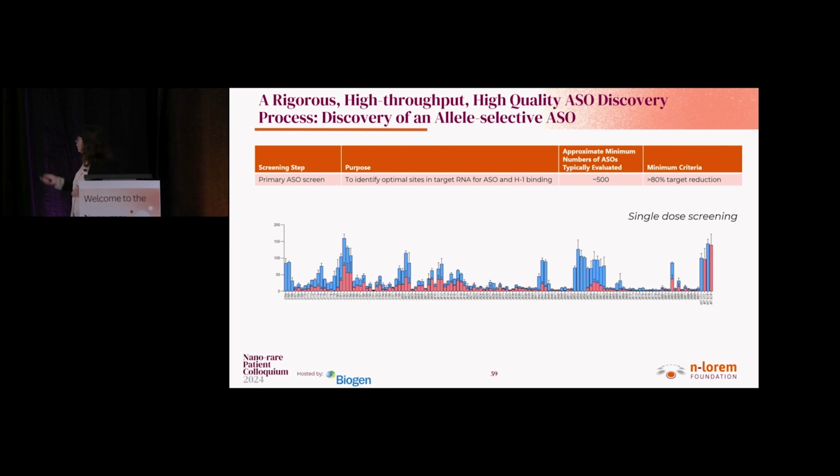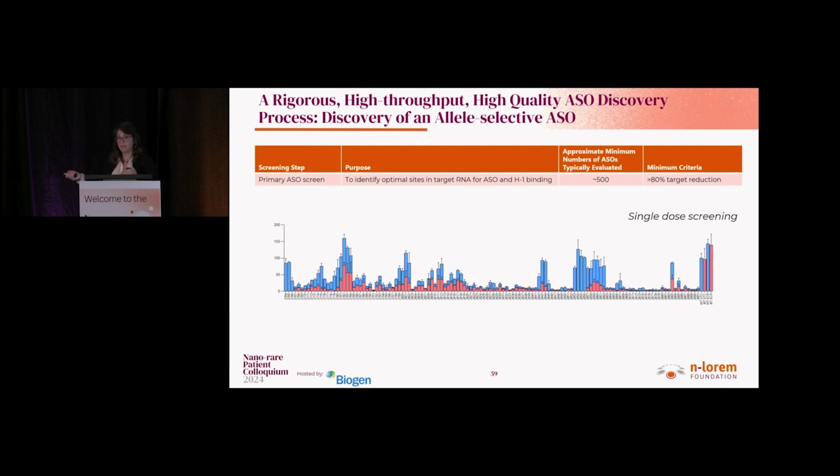And actually this data is not a cartoon, this is real data that has been screened in the lab from a patient of n-Lorem. Essentially, we have about 500 ASOs that we have designed, and we screen them in patient cells. This graph might seem a little bit overwhelming, it's actually very simple. This is an allele selective ASO, and we are measuring mRNA. We are measuring both the abnormal, pathological mRNA, and the normal one. The normal is in blue.